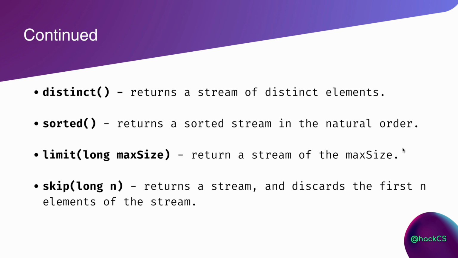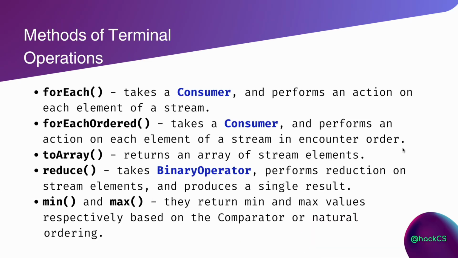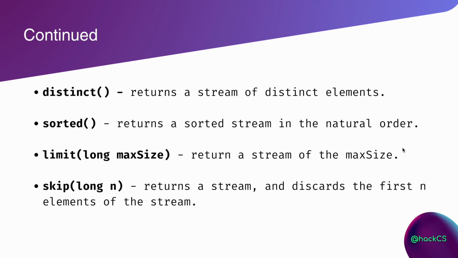Sorted returns a sorted stream in natural order. What is natural order? For now I will explain in a simple manner. Just consider that we have 2 main natural orders. One is 1 2 3 4 5 6 and another is A B C D E F G H. One is number, another is alphabet. Just consider these two as our examples of natural order. Now we have limit. Limit returns a stream of the size we have defined. Skip returns a stream and discards the first elements of the stream, the number we are passing.